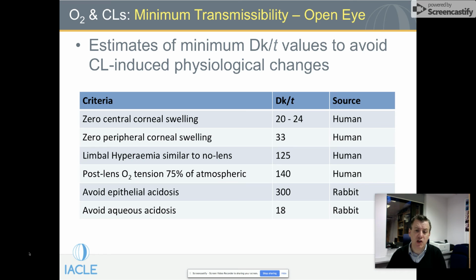This value is different when we look at different literature. Various approaches have been used over the past 40 years to address this question, with the value for the required amount of Dk/t varying, in fact, from between about 20 units and 300 units, an enormous span of values there.